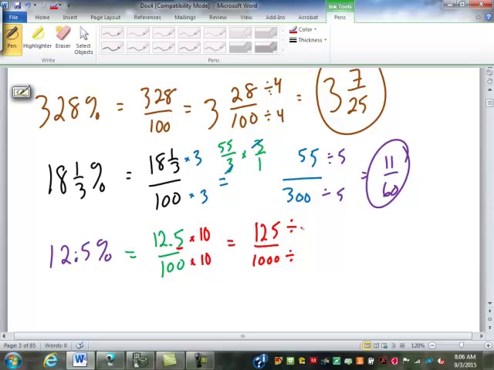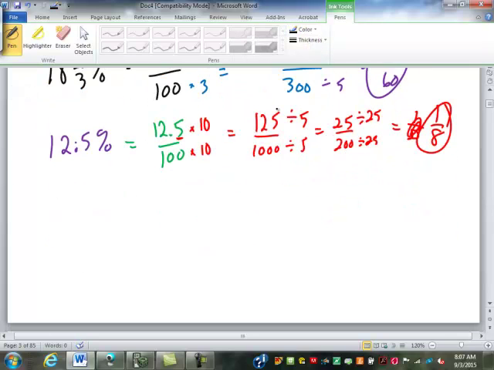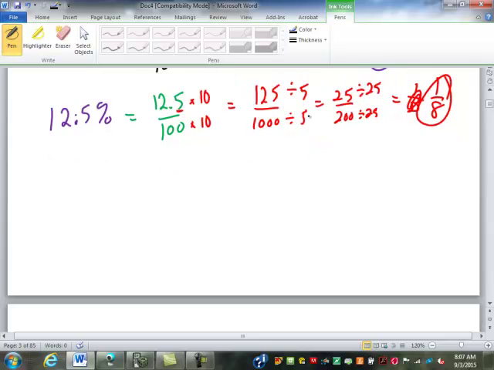Both of those can be divided by 5. So 25 over 200. They can both be divided by 25. 1/8. Here you go. So we can convert a percent into a decimal, or into a fraction.